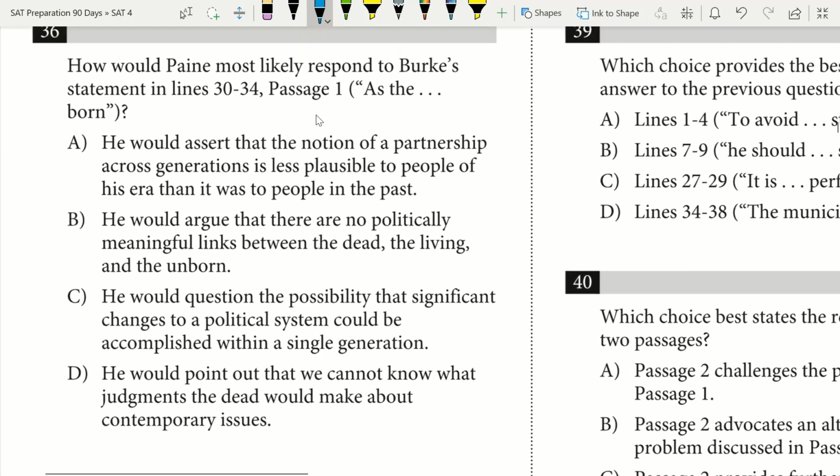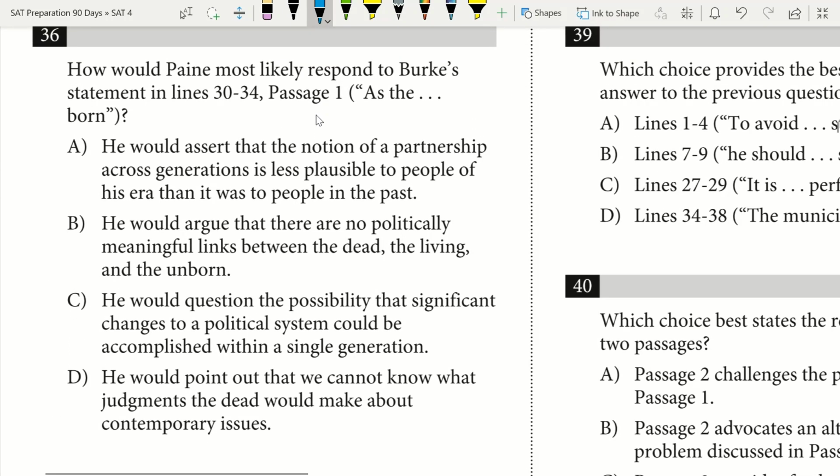And we know in passage 2, which is the passage where Paine is making his argument, we absolutely disagree with that. So we're going to look for something that shows disagreement. So we have option A. He would assert that the notion of a partnership across generations is less plausible to the people of his era than to the people of the past. The problem with this is that he's saying it's less plausible to those of his era than those in the past. That's what makes that wrong.